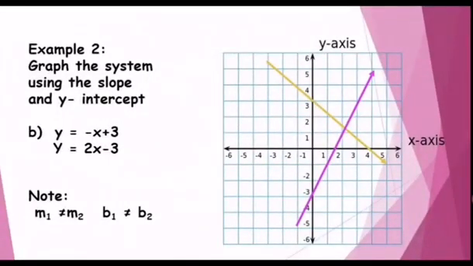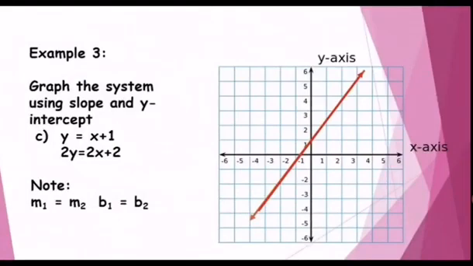Example number 2. The pair y equals negative x plus 3 and y equals 2x minus 3. The graph of the first equation is shown using the yellow line because the y-intercept is positive 3. So it lies in the positive y-axis. While the graph of the second equation is shown using the pink line since the y-intercept is negative 3, so it lies in the negative y-axis. Take note that both the slope and y-intercept of the pair are different. Therefore, the graphs of the pair of equations are intersecting lines, lines that meet at exactly one point.